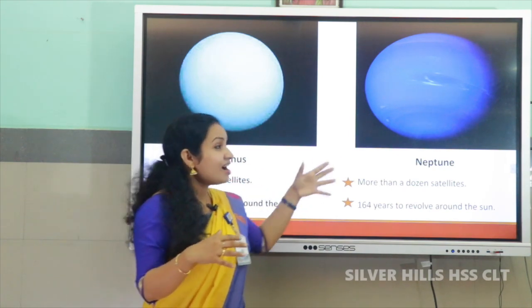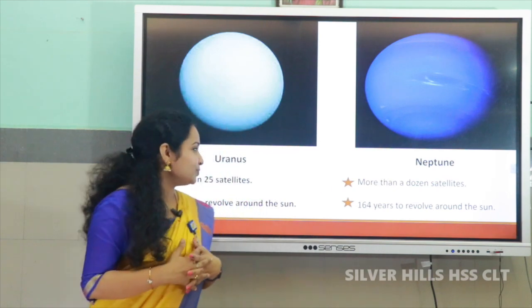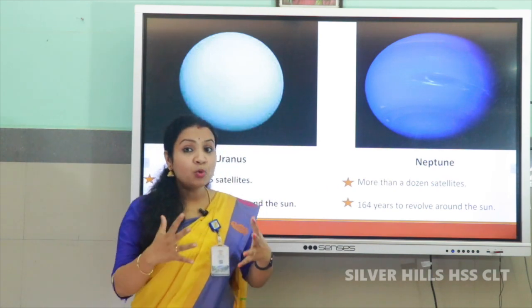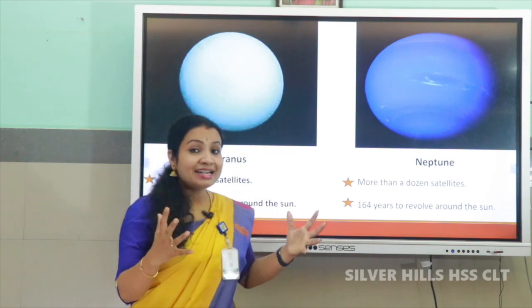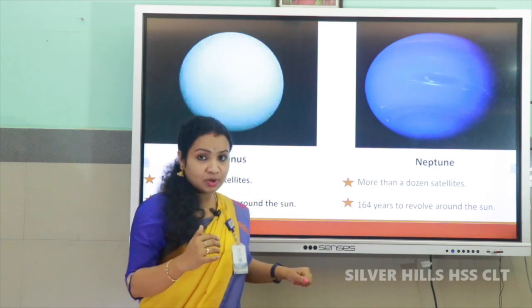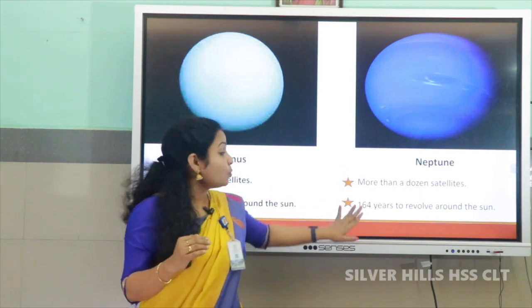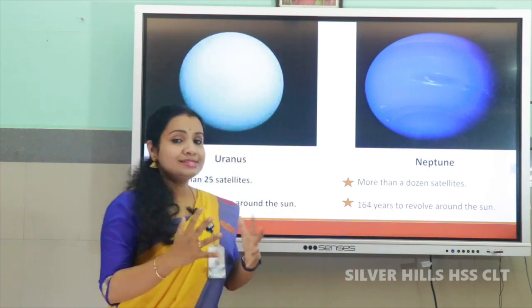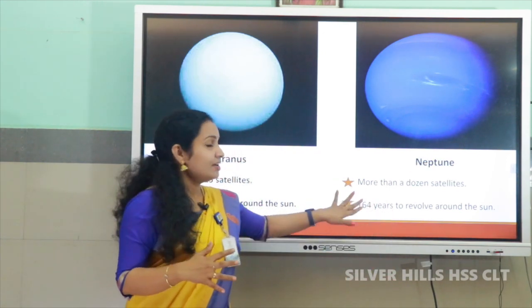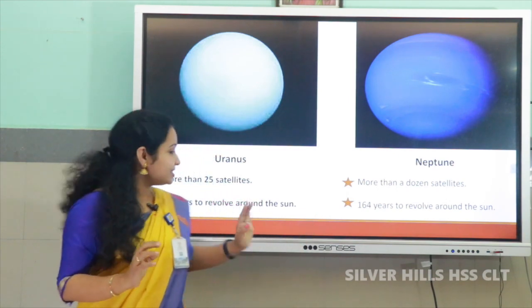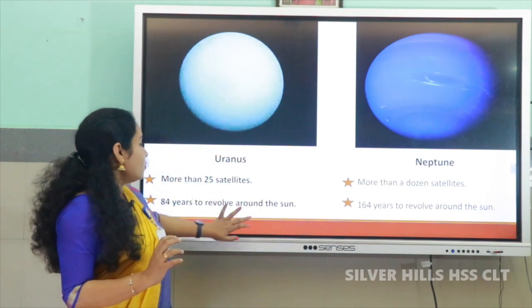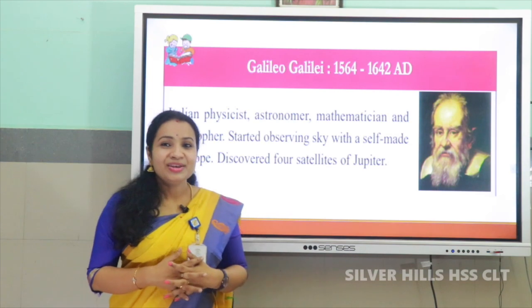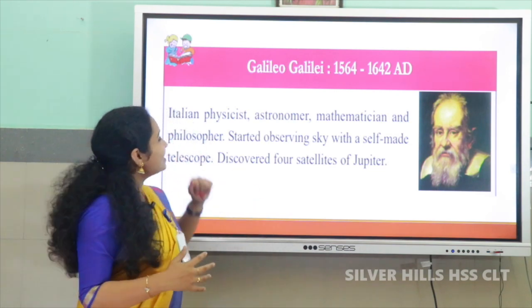And our last planet is Neptune. We have more than a dozen satellites for Neptune, and it takes 164 years to revolve around the sun. This is our eighth planet. I hope it is clear to everyone. Now tell me, children, who is this?